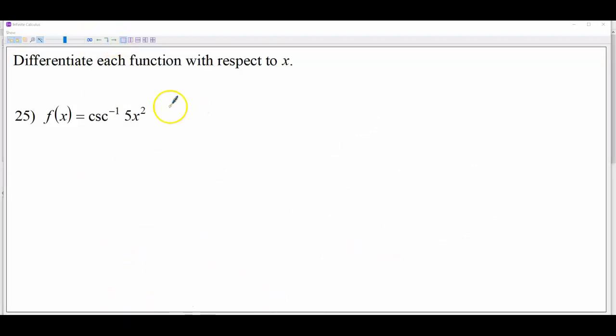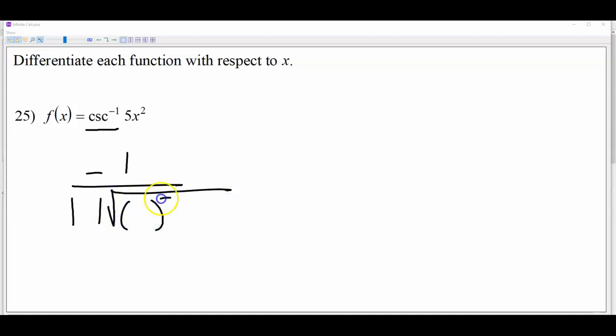Number 25, the derivative of arc cosecant is negative 1 over the absolute value of the inside multiplied by the square root of the inside squared minus 1. Now my inside is 5x squared in this particular case.